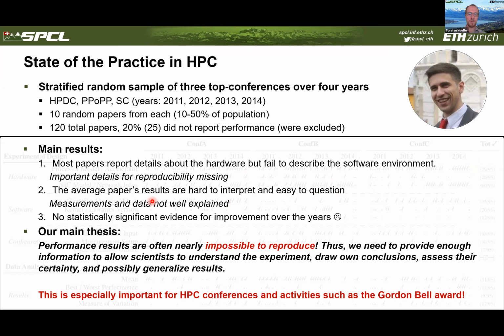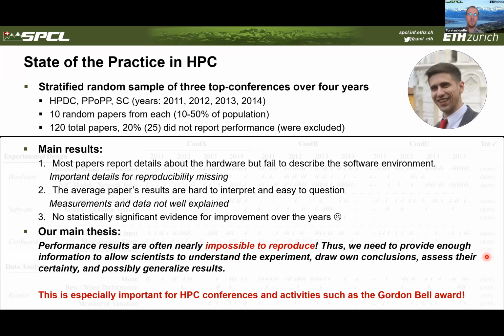Furthermore, many of the papers are not explaining their measurements well and are thus really easy to question unless I have access to exactly the same machine. Furthermore, unfortunately, there is no statistically significant evidence for improvement over the years, because we sampled from 2011 to 2014. So now the big question is, well, did it improve until now? Because that's, after all, 6 years ago. And the fortunate answer is, I have the feeling that yes, we are getting better as a community, but we still need to pick up speed. And then the main thesis based on the survey is that performance is often impossible to reproduce.